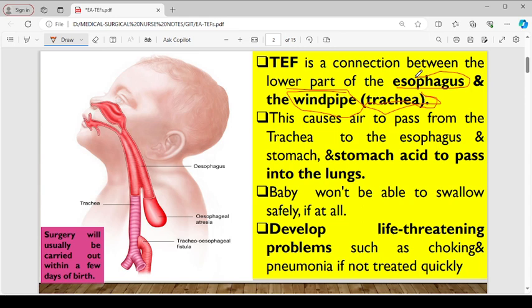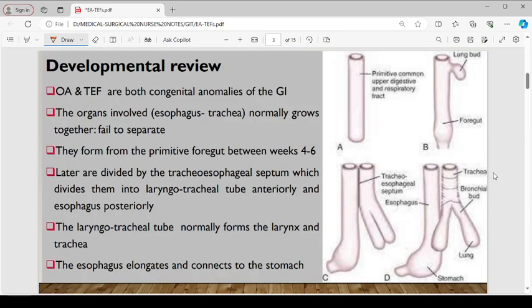So the baby will not be able to swallow safely, if at all, and it could result in life-threatening disorders. You can see the communication on the proximal end and also the distal end. Of course, surgery is usually carried out within a few days of birth. We could do it immediately, or in some cases, which we are going to specify, it could be delayed.